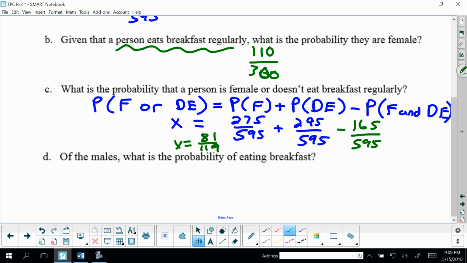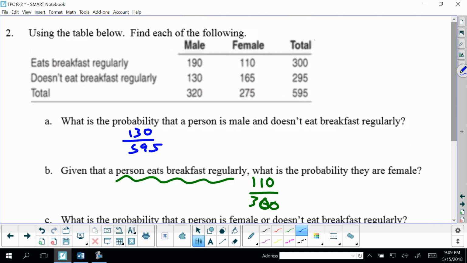All right, last one for this question. Of the males. So this means we are only focusing on the males. So that's kind of like saying, given we have a male. So we're going to look at only the male section and then find the probability of eating breakfast. So if only the male section, eating breakfast is 190 out of the 320.